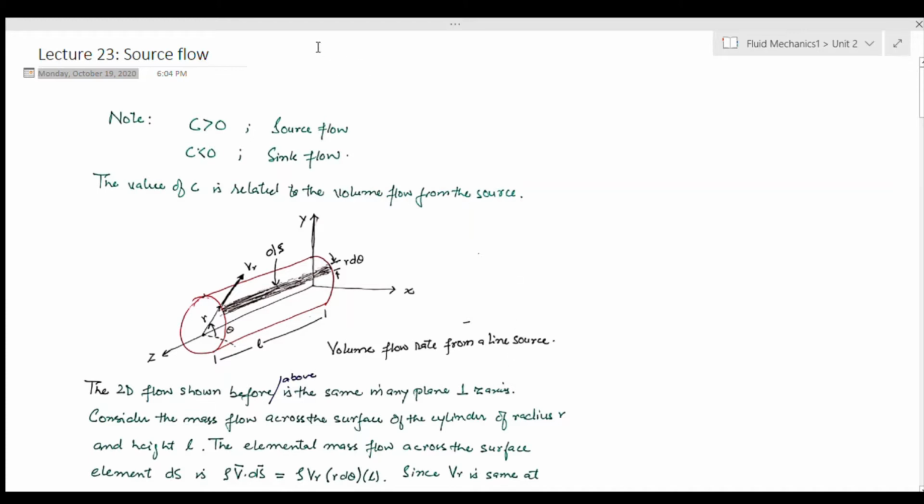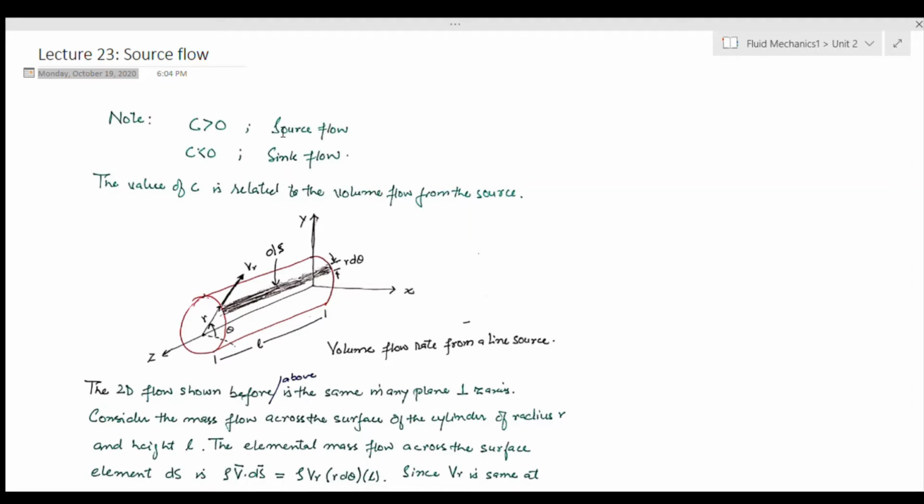There are a few things which we know. If C is positive, it is source flow, meaning Vr is positive, meaning the flow is coming out from a singular point. And if C is negative, then the direction of Vr is towards the center in 2D. That's what we have shown.